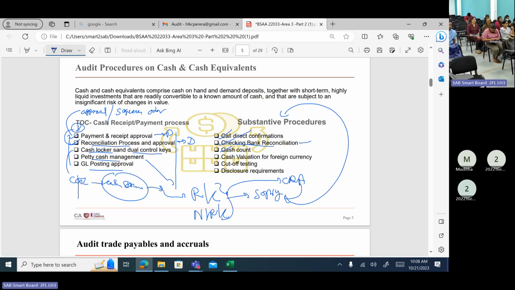So I will say, related audit working, you can go through that. Then you can understand what the procedures are.